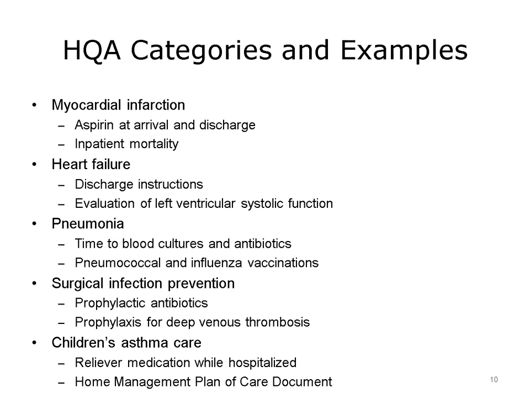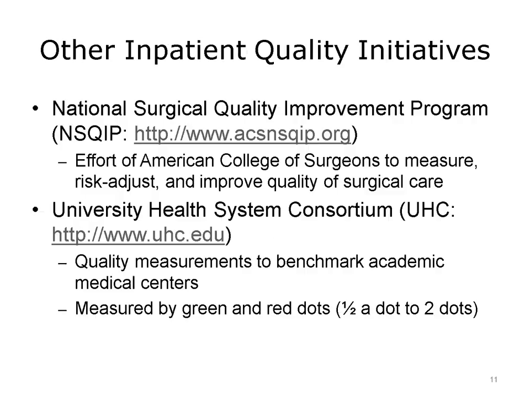For heart failure, the provision of discharge instructions and the evaluation of the patient's left ventricular systolic function are measures. For pneumonia, the measures include time to blood culture positivity and antibiotics as well as vaccinations for pneumococcus and influenza. For surgical infection prevention, the measures look at prophylactic antibiotics as well as prophylaxis for deep venous thrombosis. For childhood asthma, the measures are the need for reliever medication while hospitalized and the development of a home management plan of care document.